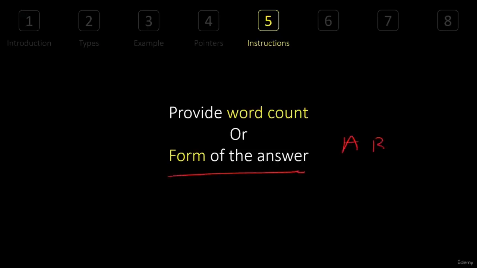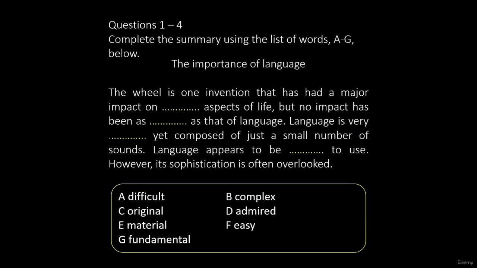Should it be option A, B, C, or should it be word count? Look here. We have mentioned: complete the summary using the list of words A to G. Let's say this is the first question, second one, third one, and fourth one. If I provide the answer, let's call it material, material is the first answer. I cannot provide this as the answer.